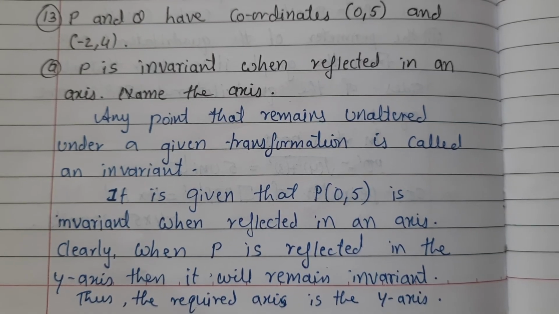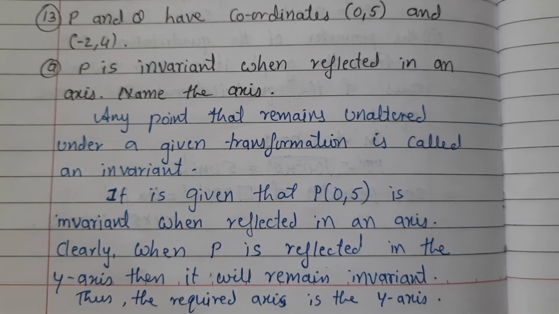Sum number 13. P and Q have coordinates (0, 5) and (-2, 4). A part: P is invariant when reflected in an axis. Name the axis. Any point that remains unaltered under a given transformation is called an invariant.